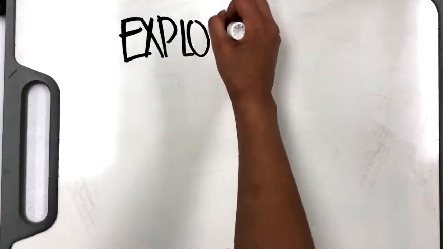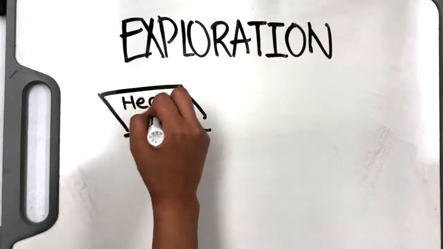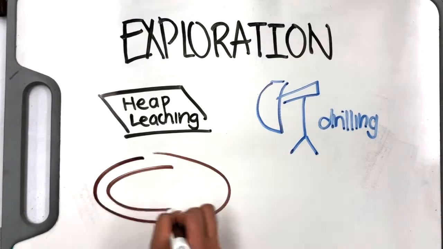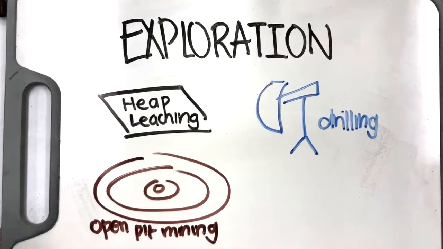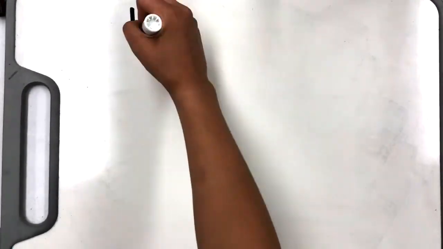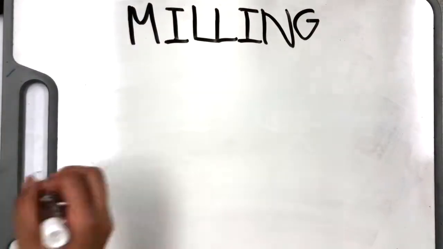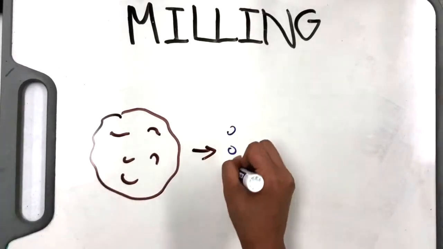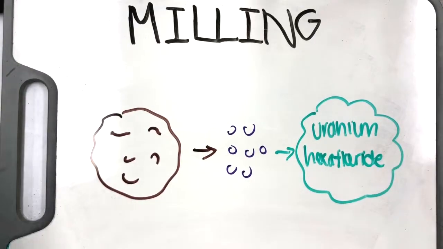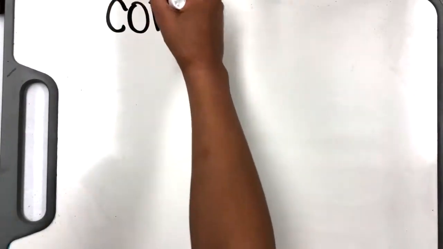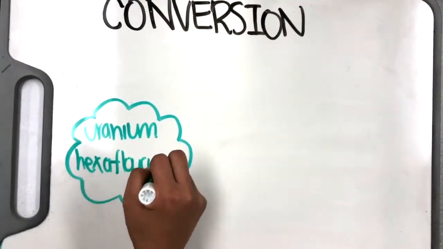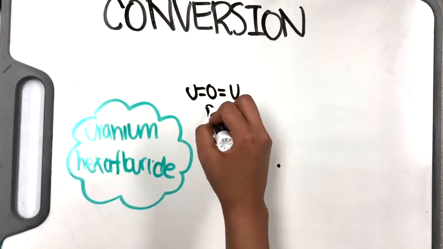The first step of the process is exploration, where uranium can be mined through heap leaching, drilling, open pit mining, and then finally, underground mining. The uranium is then transported and milled, where the ore is refined into uranium concentrate and then into a gas called uranium hexafluoride. After that, the uranium is converted into nuclear fuel through a reaction that turns the gas into a black uranium dioxide powder.